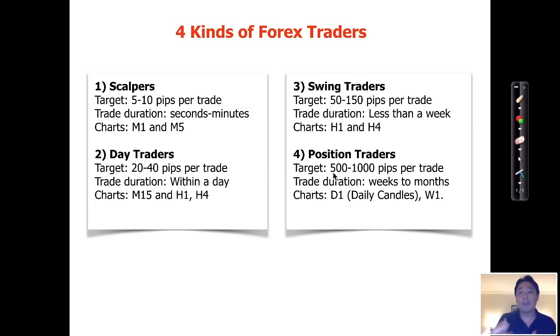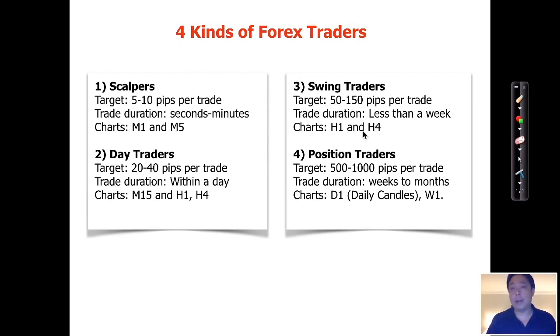So to capture 500 to 1,000 pips, you have to stay in the trade for a few weeks to months or even years. And position traders tend to look at the charts and they look at daily candles, so each candle represents one day, or they look at weekly candles. So those are position traders.